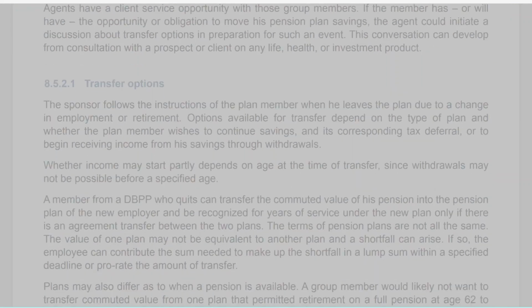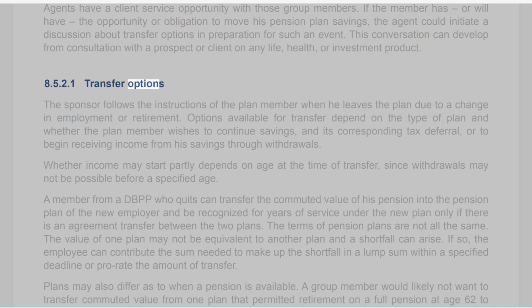Agents have a client service opportunity with those group members. If the member has or will have the opportunity or obligation to move his pension plan savings, the agent could initiate a discussion about transfer options in preparation for such an event. This conversation can develop from consultation with a prospect or client on any life, health, or investment product.